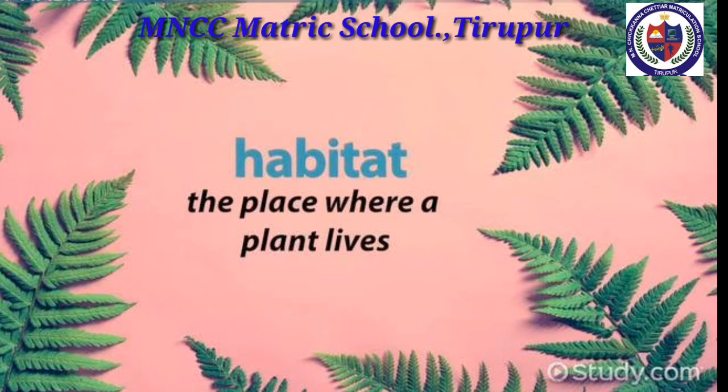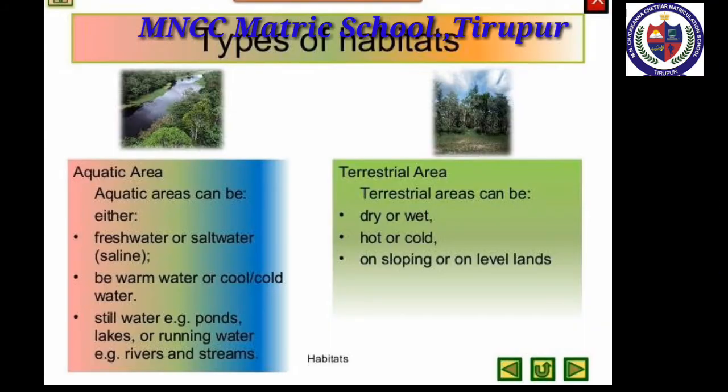Next we move to types of habitat. There are two types of habitat. Number one is aquatic habitat, second one is terrestrial habitat. So first we move to aquatic habitat. It can be either freshwater or salt water. Second one is terrestrial habitat. Terrestrial habitat or area can be dry or wet, hot or cold, on sloping or on level lands.